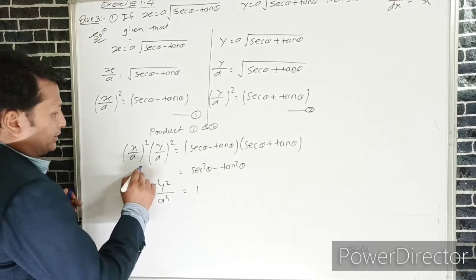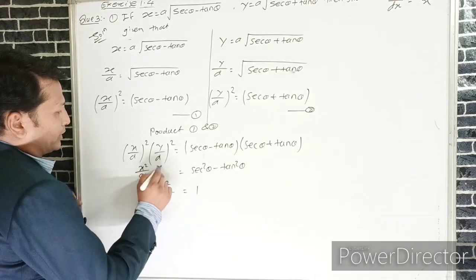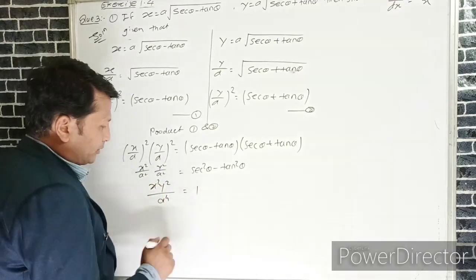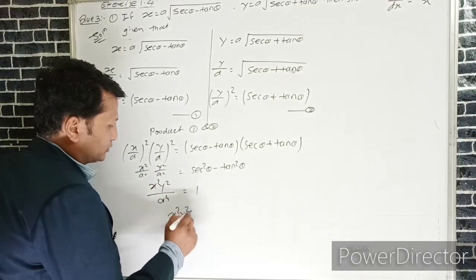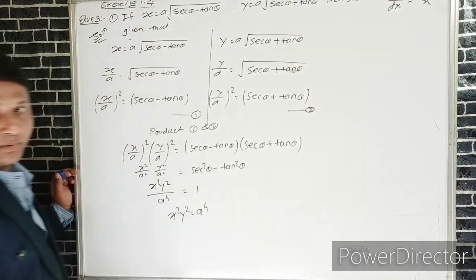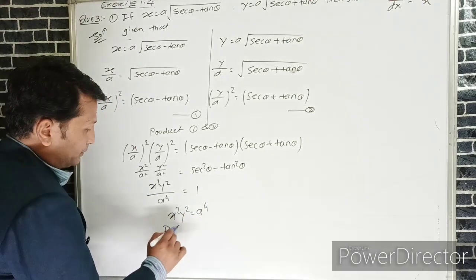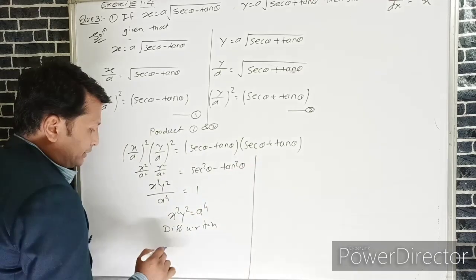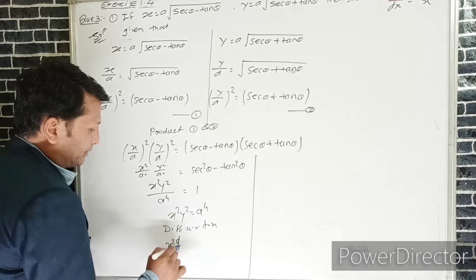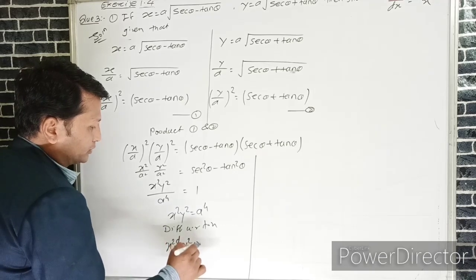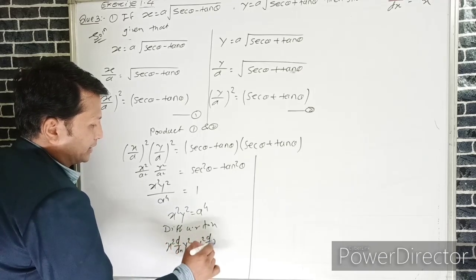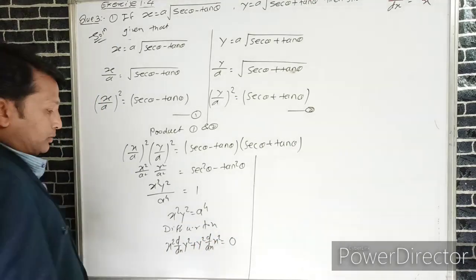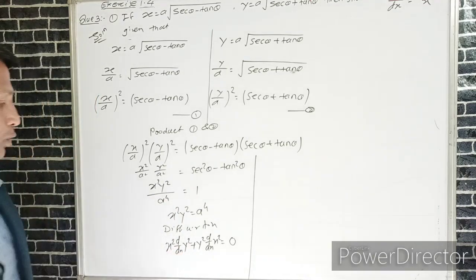upon a square into a square, a to the power 4. We can write x square upon a square, y square upon a square, x square y square upon a to the power 4. If we shift this a to the power 4, we can write x square into y square is equal to 1 into a to the power 4, a to the power 4. Now if we differentiate with respect to x, then we can write x square into derivative of y square plus y square into derivative of x square, and derivative of a to the power 4, which is a constant function, is 0.